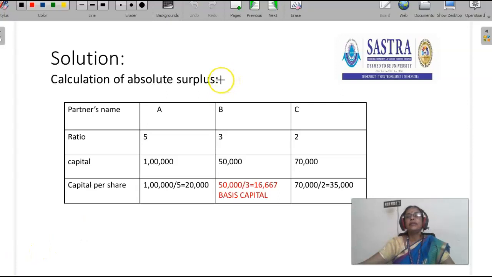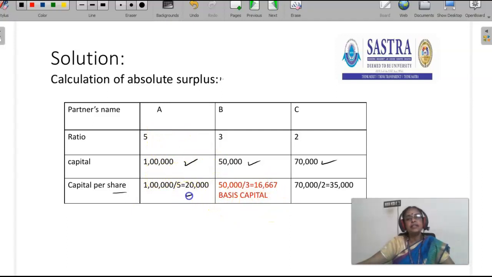First, we have to calculate the absolute surplus. Partners' names: A, B, C. Their profit sharing ratio is 5:3:2. Capital amounts: A brings 1 lakh, B brings 50,000, C's capital amount is 70,000. Next, capital per share, to find out the basis capital.